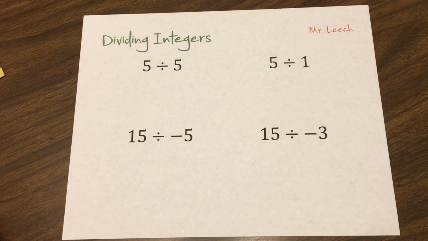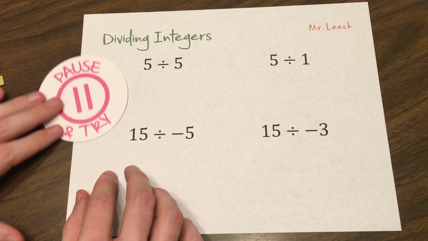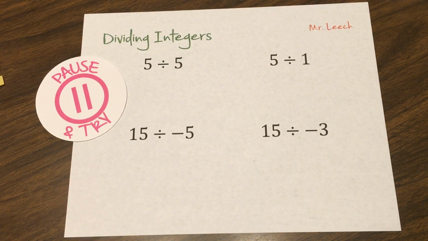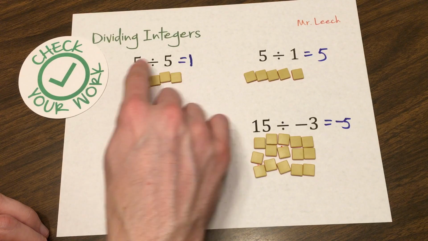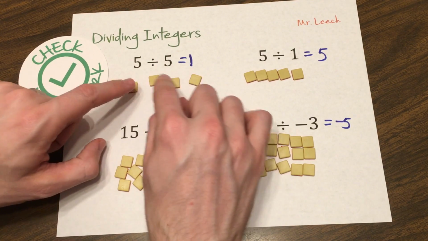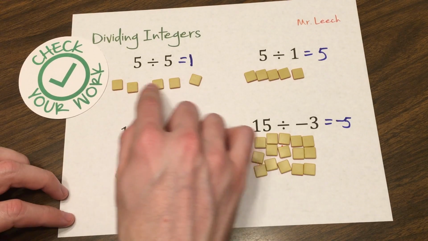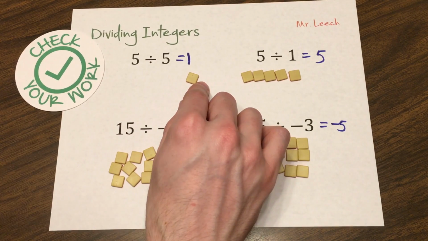Last thing for this video, I want you to pause and try these. Okay, let's check our work. So I have 5 divided by 5. How can I split this up into 5 equal ways? Well, just like that. And in each group, there's just going to be 1 left over.